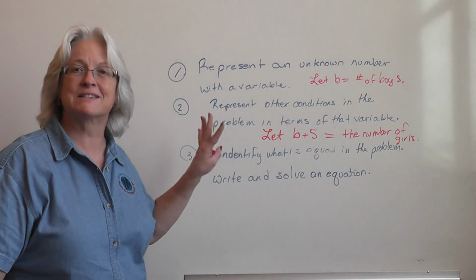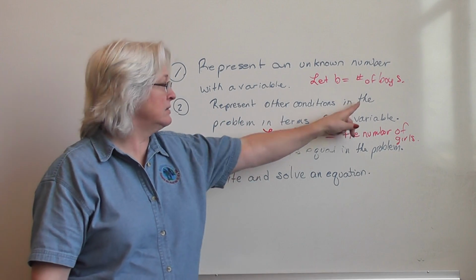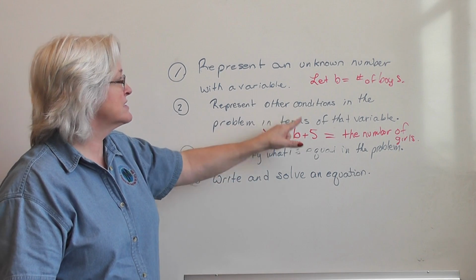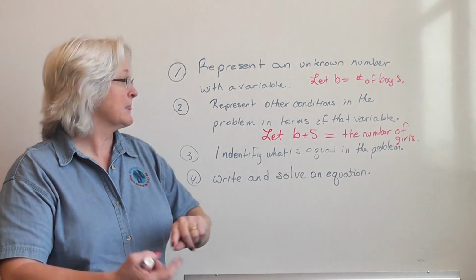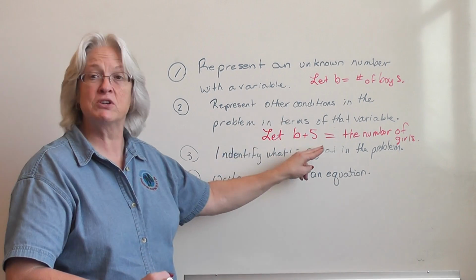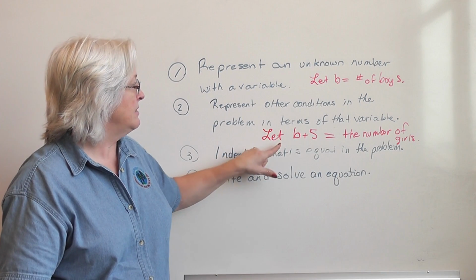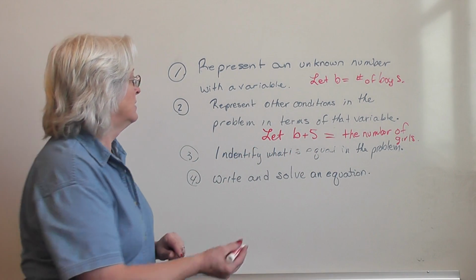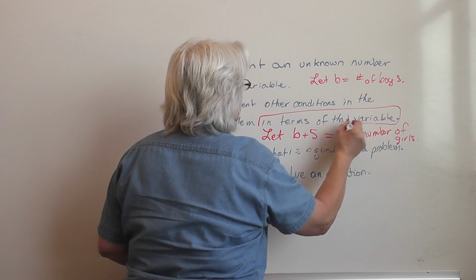And this is what this second step means right here. Represent other conditions in the problem in terms of this variable. Well, the first condition of the problem was this many boys. The second condition that we're going to represent here is how many girls. And this right here, B plus 5, is what they mean when they say in terms of that variable.